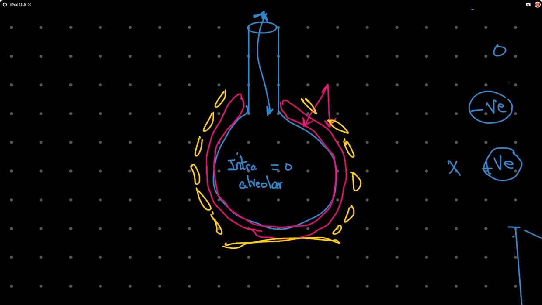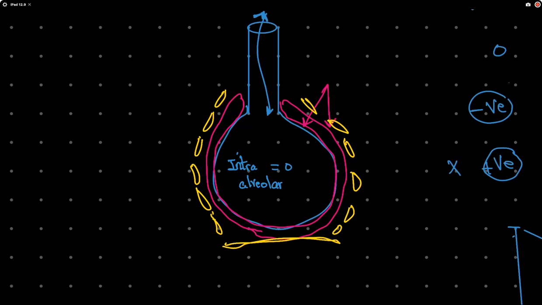Almost always equal to the atmospheric pressure. Why? Again, because I'm connected to the outside, and as I'm connected to the outside, air will flow from high pressure. Whenever I have a side with high pressure and a side with lower pressure, the air will flow to equalize the pressure on both sides. So I'm almost always going to have a pressure equal to the atmospheric pressure, or in other words, a 0 millimeter mercury pressure.